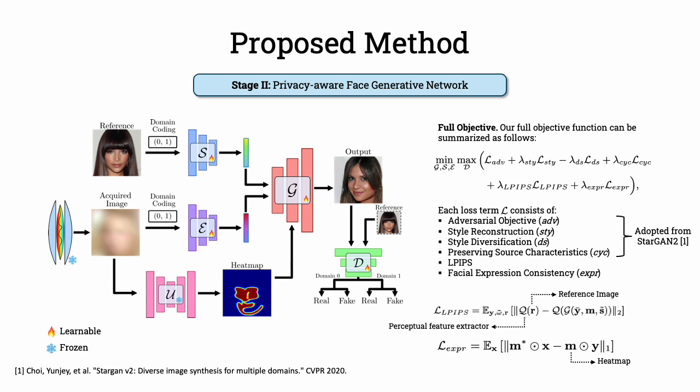Overall, we now train our generative network using the following objectives, where the first four losses are adopted from StarGAN, while the last two losses are specifically proposed to improve the generation when using our privacy-preserving image. Specifically, we propose the LPIPS loss to improve the generated image quality and more effectively reflect the reference image face attributes. And also, we propose a facial expression consistency loss to preserve small expressions like smiles, eye blinking, or a small mouth movement in the generated image.